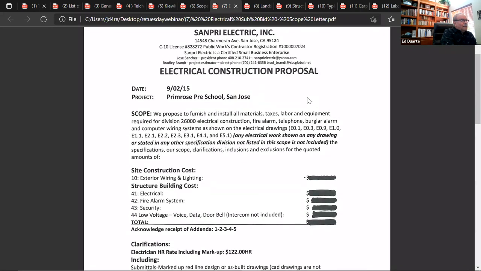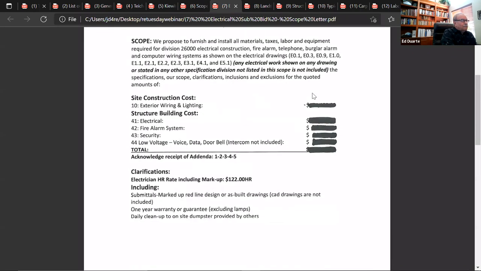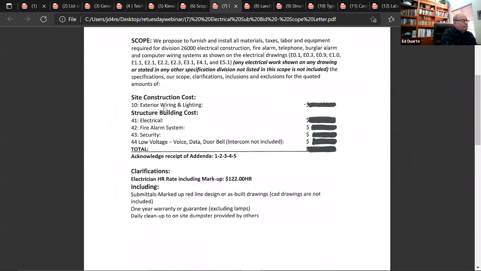There is a sample electrical construction proposal. There are 4 bid items that the prime needs pricing on: exterior wiring and lighting, electrical, fire alarm system, security, and low voltage. Take a look at this under the word total: acknowledge receipt of addenda 1, 2, 3, 4, and 5.